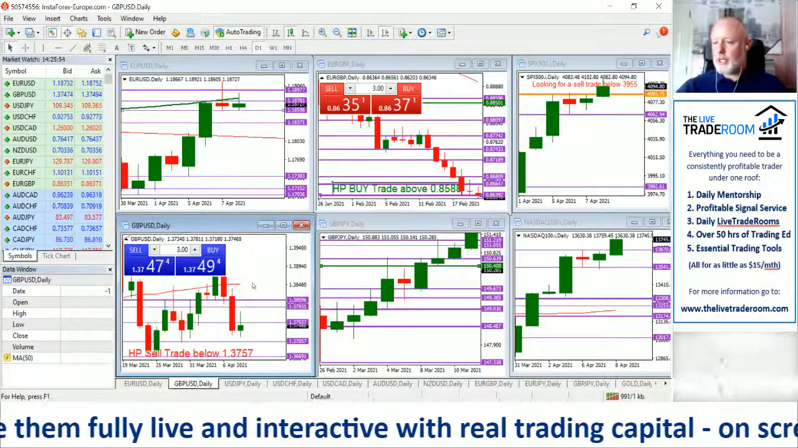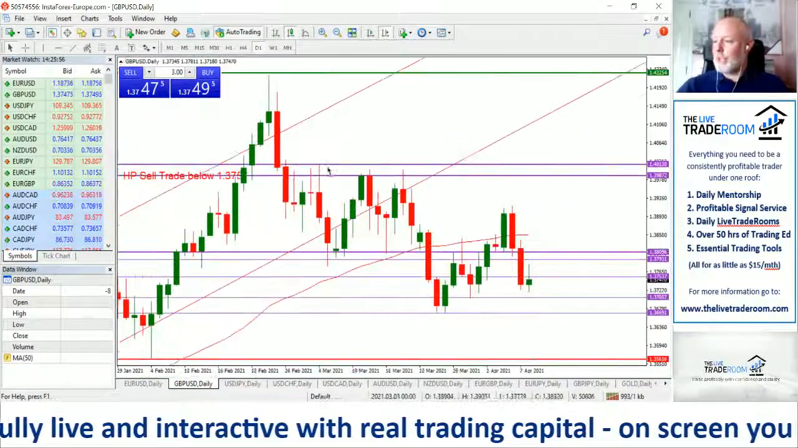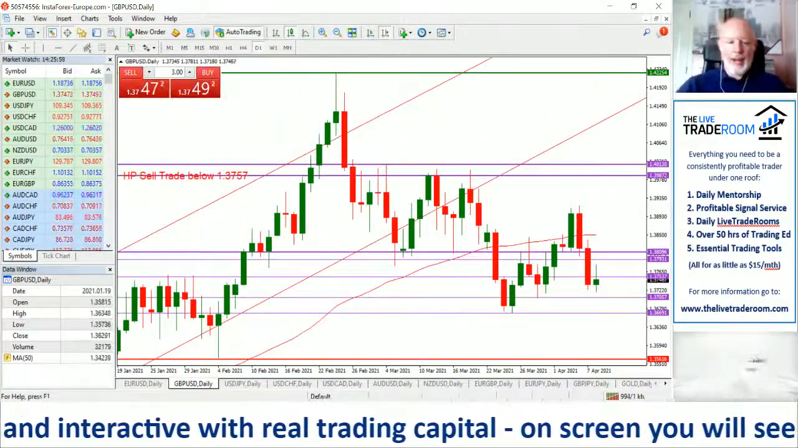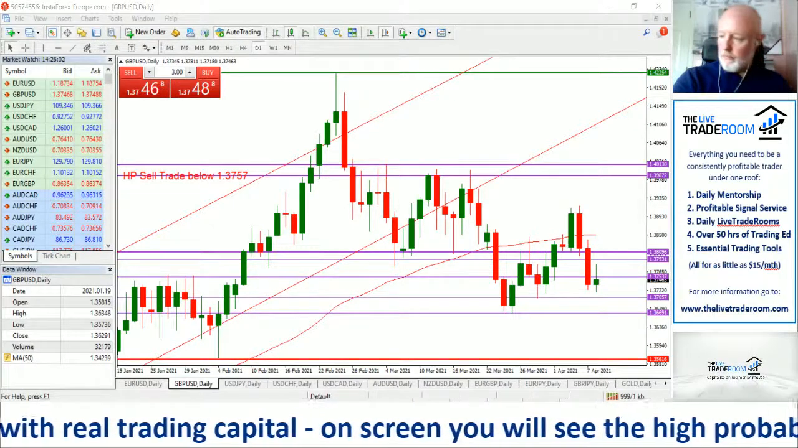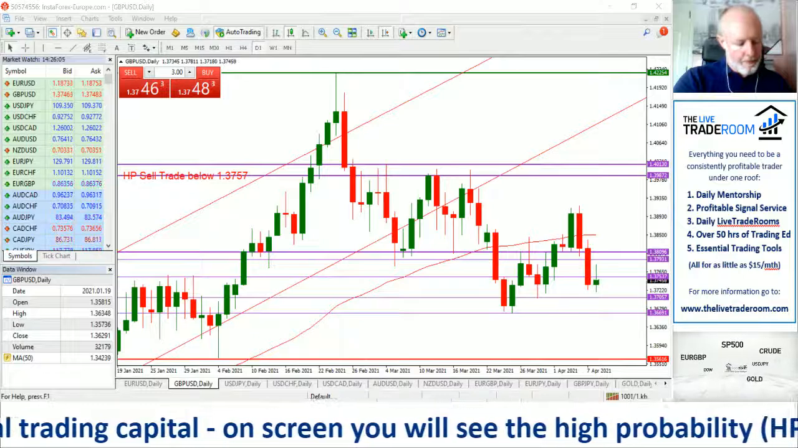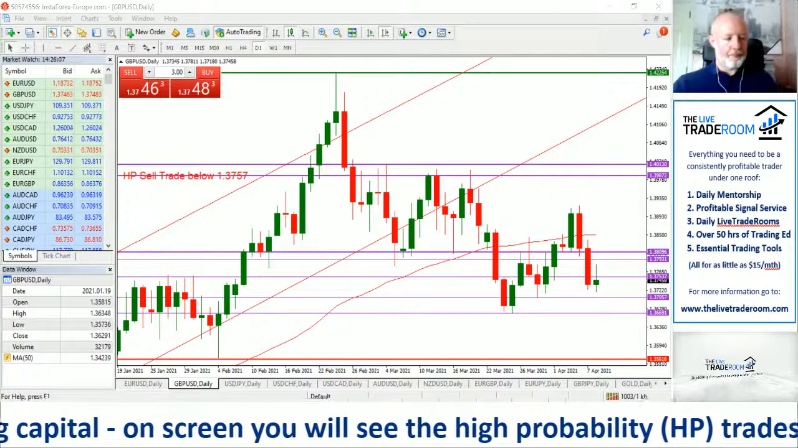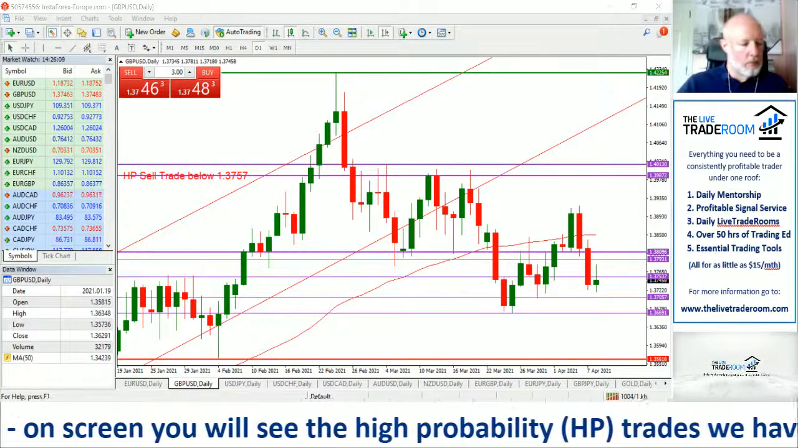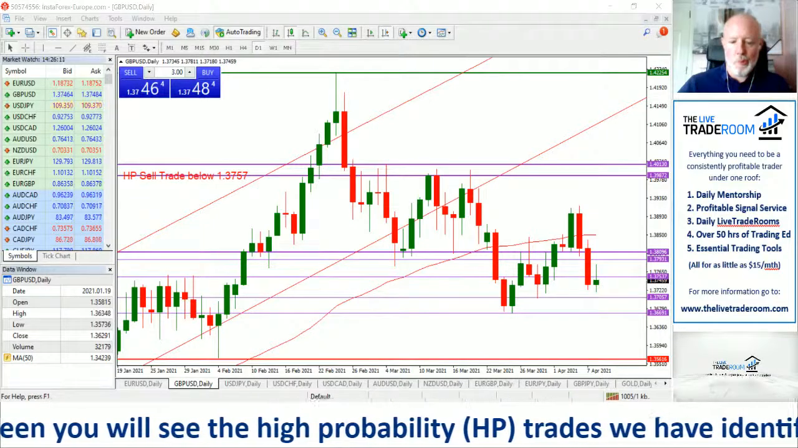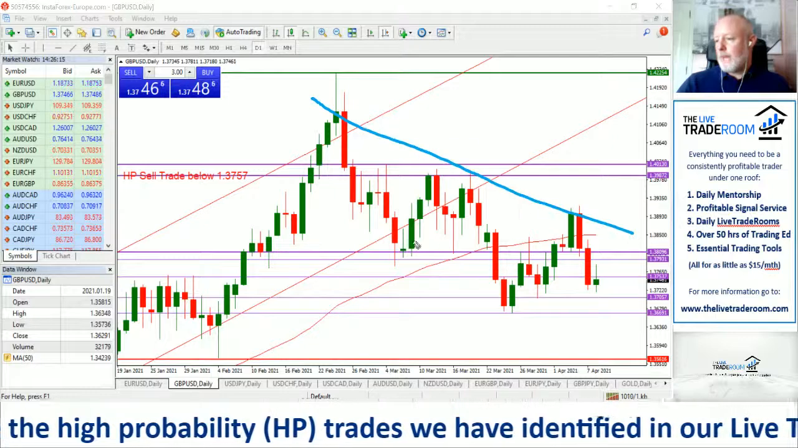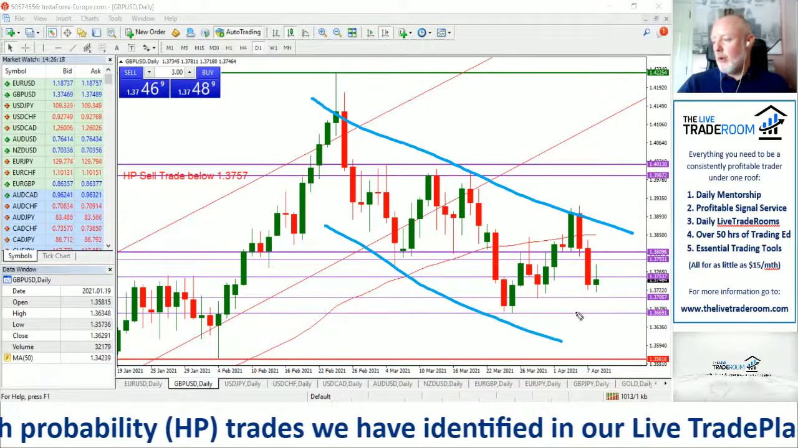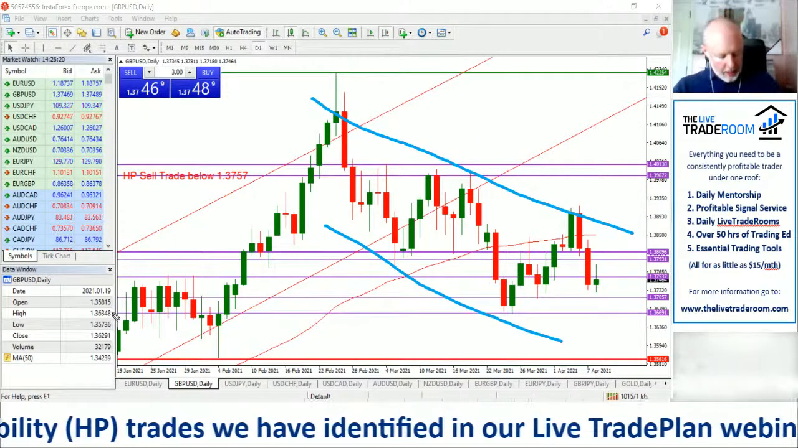So let's start with the pound then. Let's see where we're at with this pound trade. So here is the daily time frame. Okay, so we're seeing this little move further to the downside.